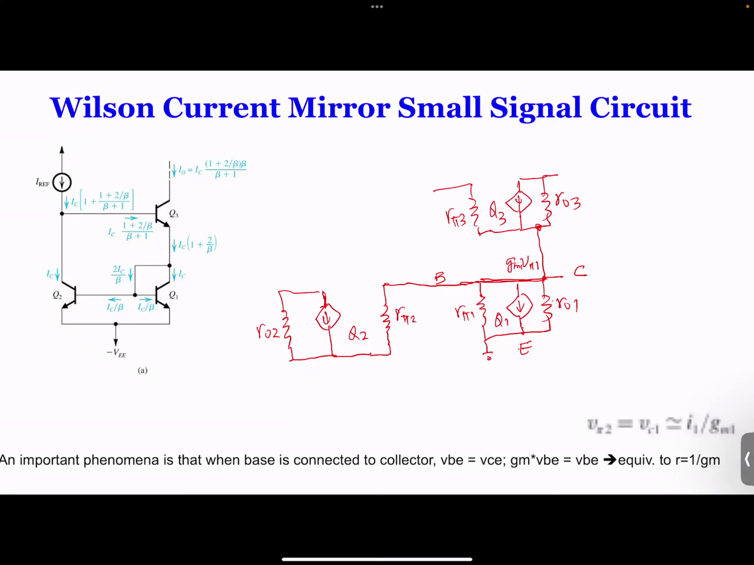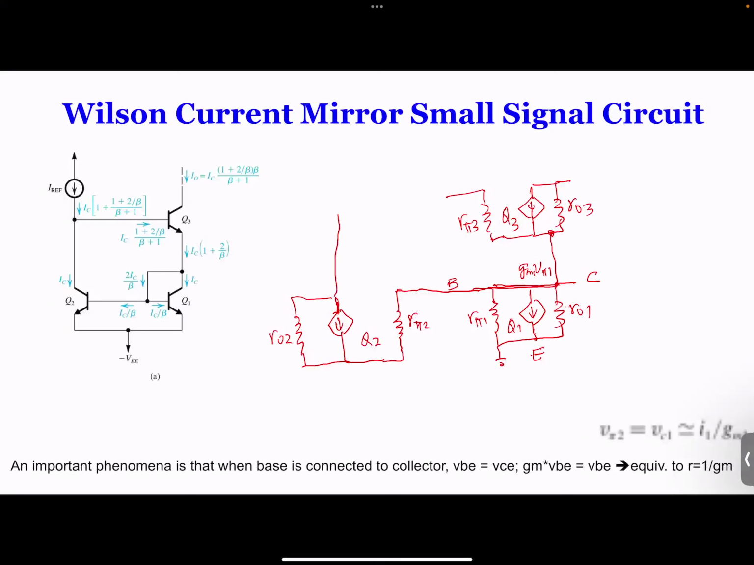So now what is connected to the collector of Q2? The collector of Q2 is connected to the base of Q3, right? See, the collector of Q2 is connected to the base of Q3. So which means we need another line to connect from here to here. So now we finish all the connections.